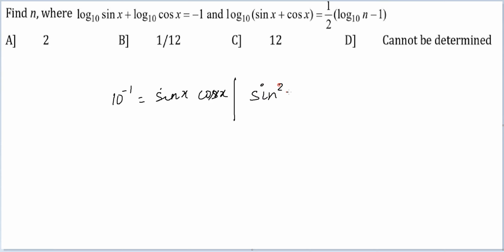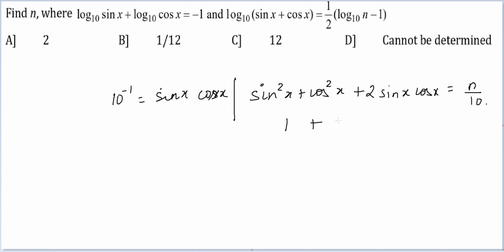Finally I'd get sin square x plus cos square x plus 2 sin x cos x is equal to n by 10. Fine. So this will be equal to sin square x plus cos square x, which is 1, plus sin x cos x, which was 1 by 10.